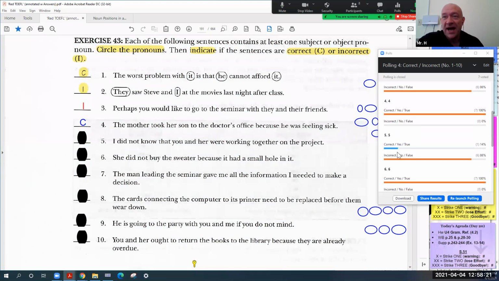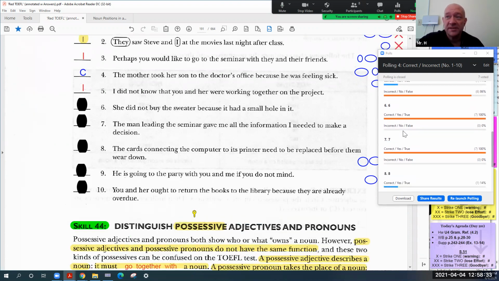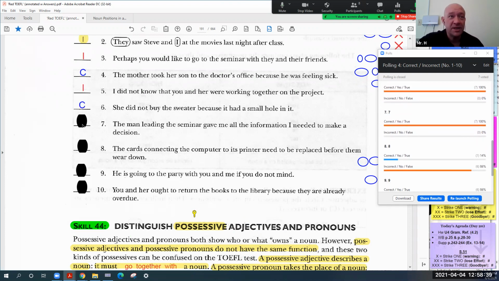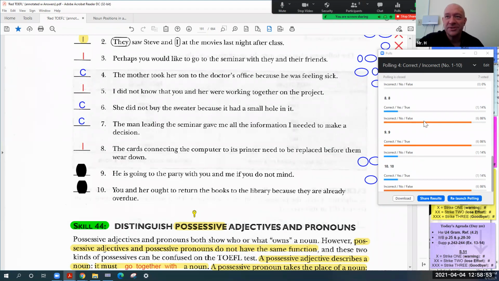Excellent. Number five, one person said correct. The rest of you said incorrect. Let's see. Bingo. Number six, everyone agrees it's correct. Seven, everybody agrees on seven. Eight. Most of you say it's incorrect. Let's see. Yes, it is incorrect. One person said it's correct.